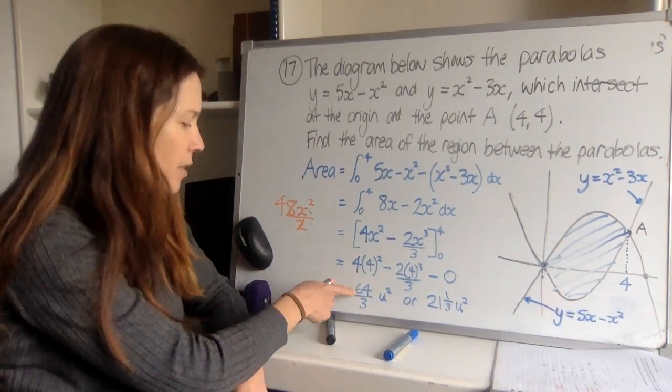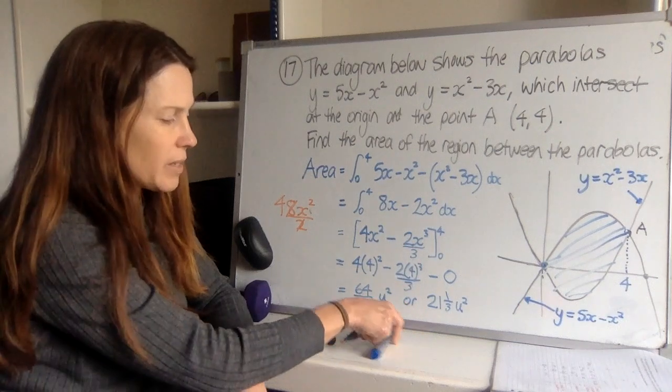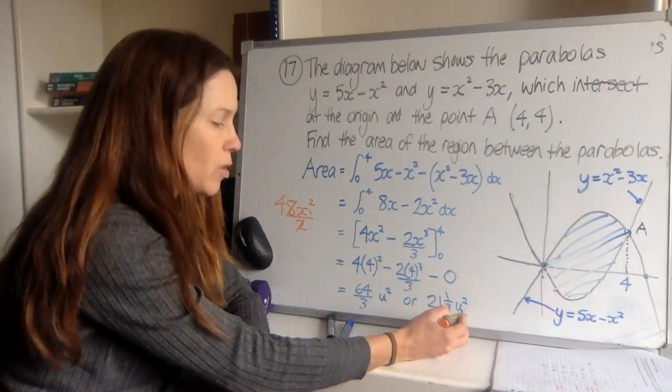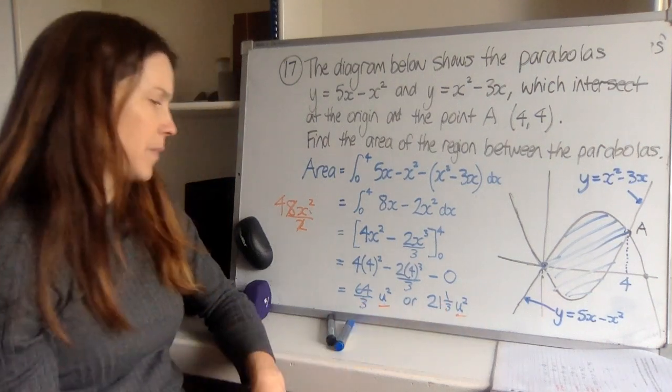And the answer comes out as 64 thirds, but since it's area, it might be nicer to write it as 21 1/3 units squared. Notice how I've got units there in my answer.